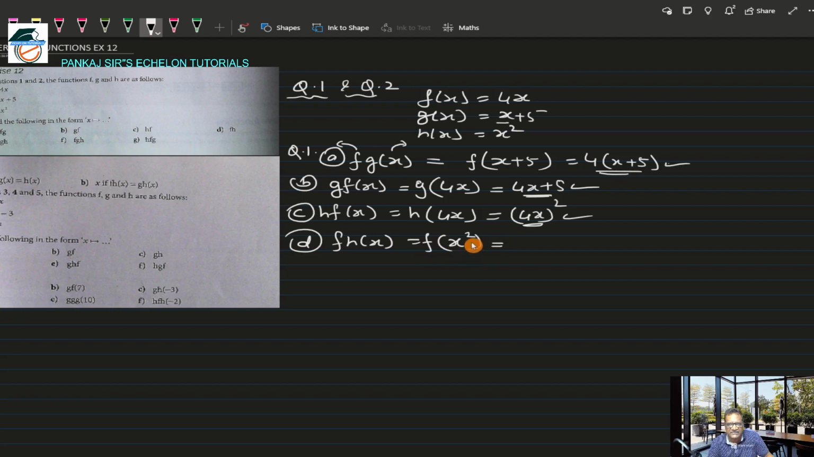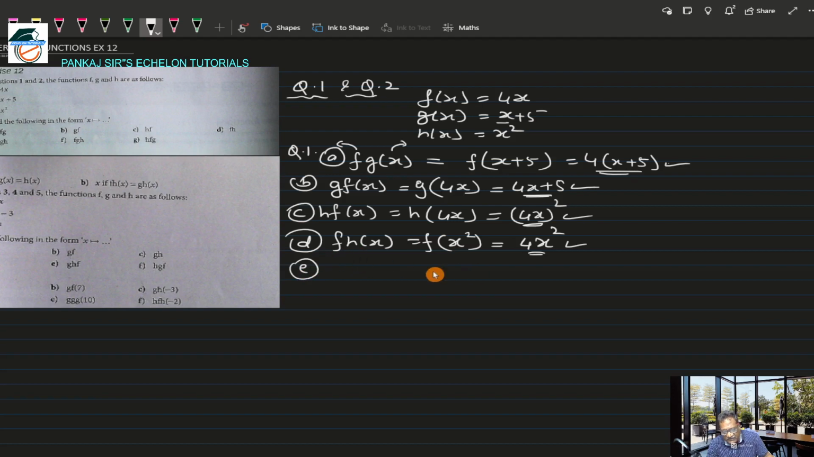Now f of x square will be what? Now f of x is 4x. So in this 4x, in the place of x, I'll write 4 as it is. In place of x, I'm going to plug in x square. So it will be 4x square. This is the answer for D, right?